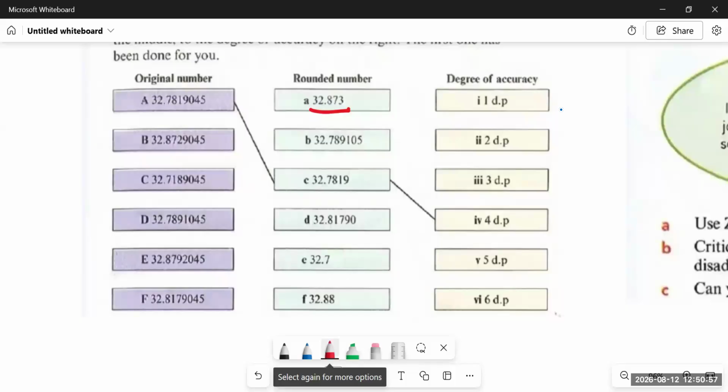And then we have 88. But it cannot be rounded to 32.88 because the digit next to 7 is 2. If we round it to 2 decimal places, it will become 32.87, not 32.88, because the digit next to 7 is a weak digit. So the only option we have is A. We can say that it matches A.